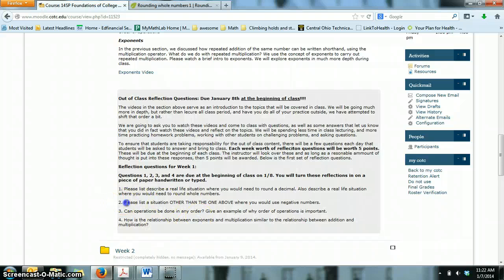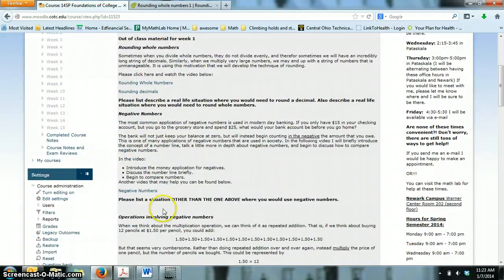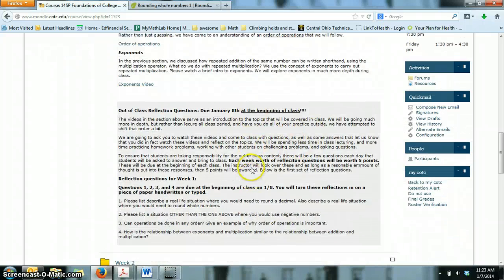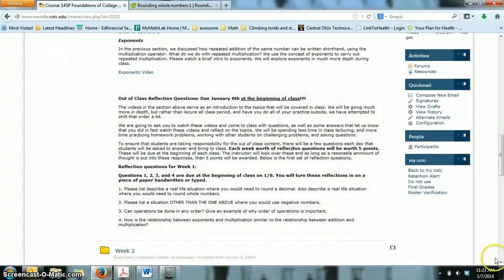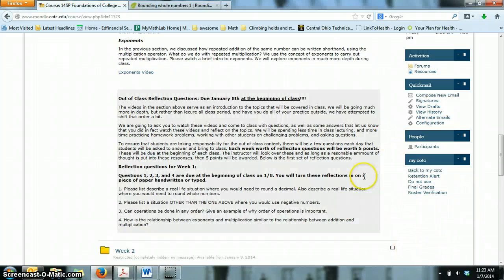So like number 2, it says, please list a situation other than the one above where you would use negative numbers. So in the video it talks about negative numbers, and in this description it talks about negative numbers in terms of financial situations. So I want you to think of another example. You're going to turn those in to me on loose leaf paper on Thursday's class, which is on the 9th. So make sure by January 9th you have answered those questions.